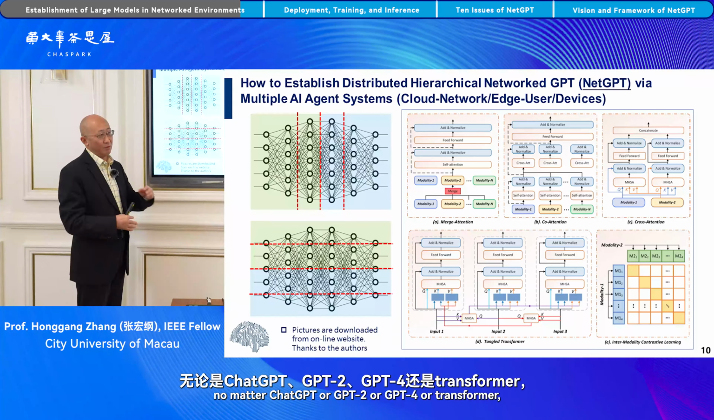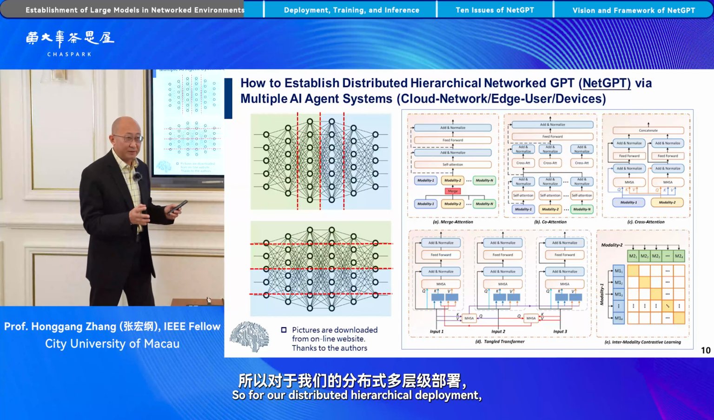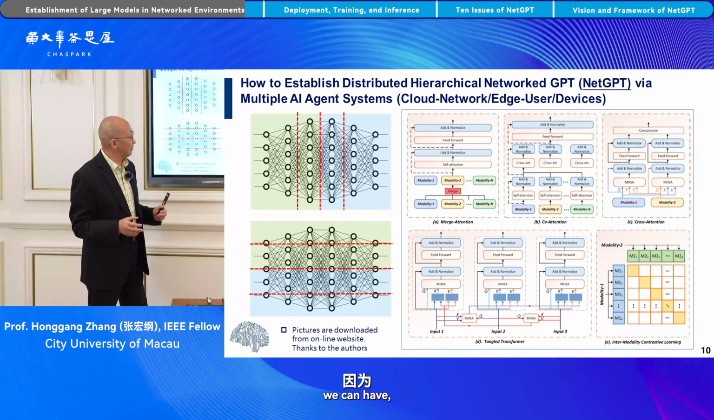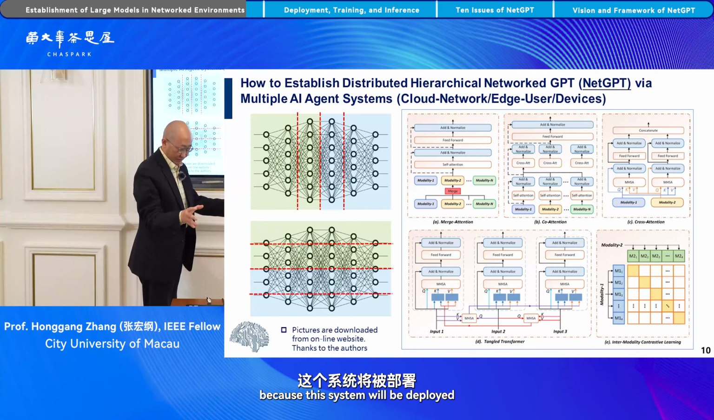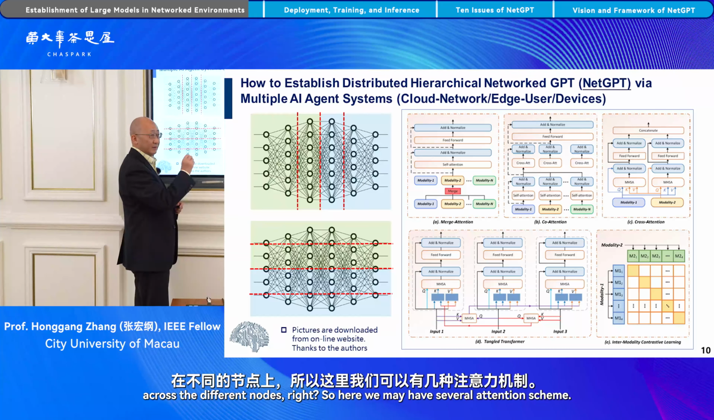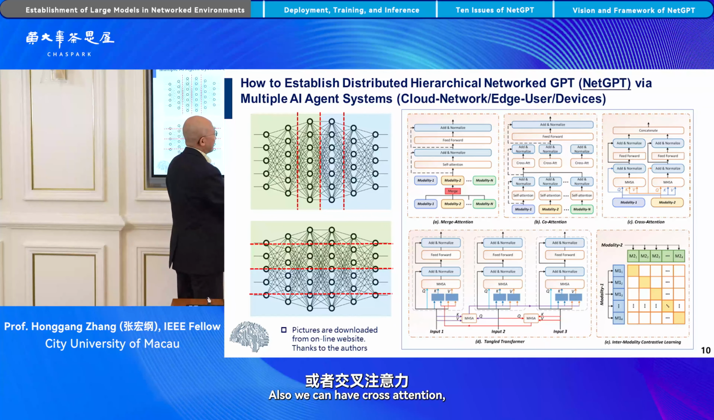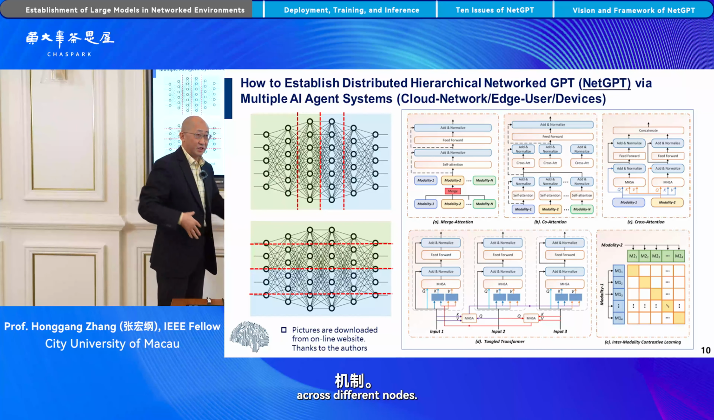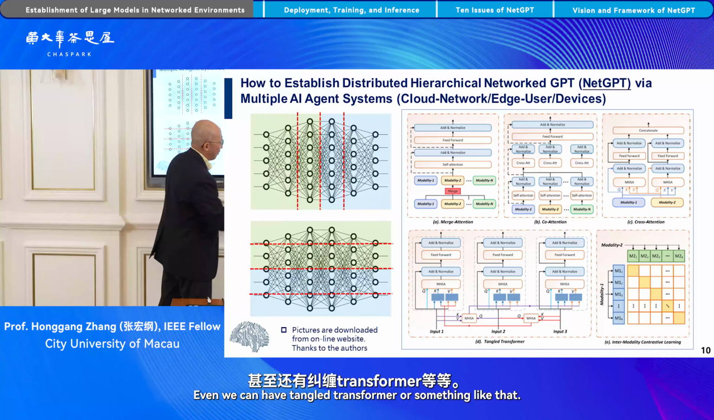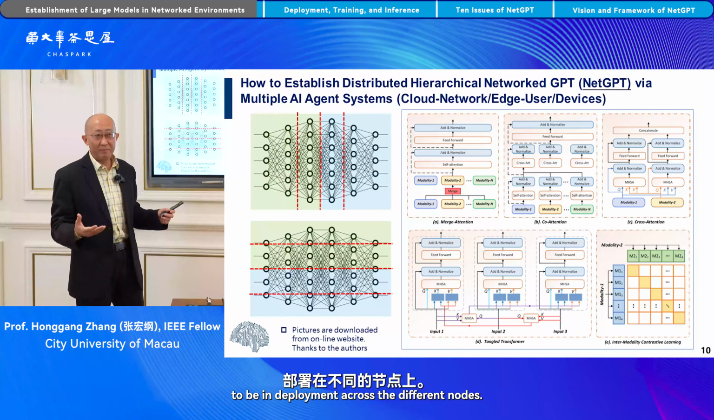Okay, and because, as I explained, no matter whether it's ChatGPT or GPT-2 or GPT-4 or the transformer, the key component is the so-called multi-head attention scheme. So for our distributed hierarchical deployment, because this system will be deployed across different nodes, right, we may have several attention schemes here. We can have merged attention between different nodes. Also, we can have cross attention across different nodes. We can even have a tangled transformer or something like that. That means the attention scheme really has flexibility in deployment across the different nodes.